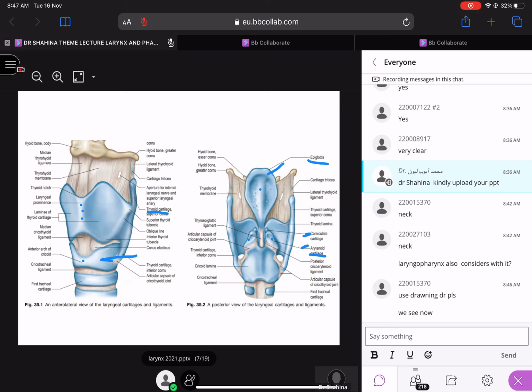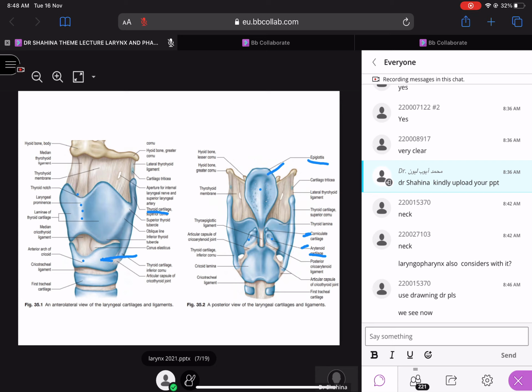Now we'll see the features of these cartilages. It is very important to know them, because only then will you understand the intrinsic muscles and their functioning. Here you can see the thyroid cartilage, the anterior aspect. This is its superior border. The superior border is deeply notched in the center. This is called the thyroid notch.